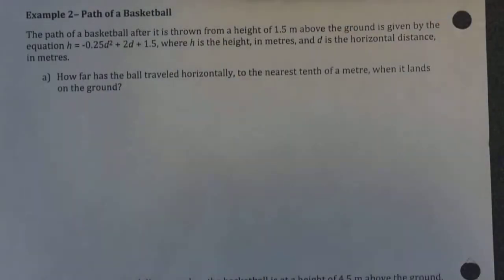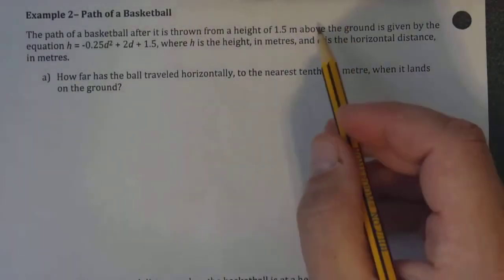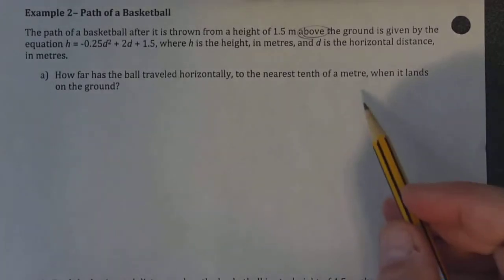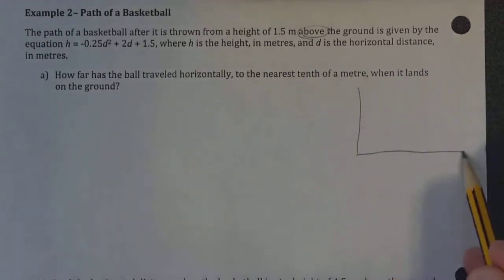Example 2 says path of a basketball. The path of a basketball after it is thrown from a height of 1.5 meters above the ground is given by some equation where h is the height in meters and d is the horizontal distance. So again, you know me, I'm a little bit high on sketches, so I would sketch this out.